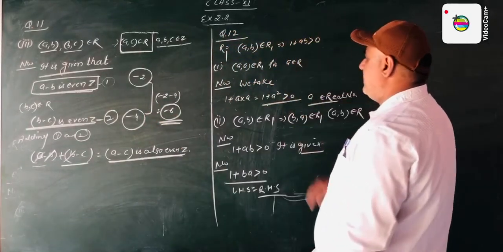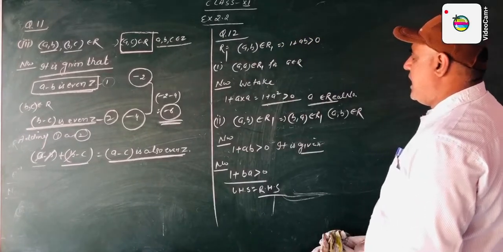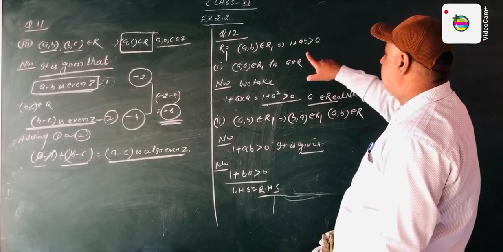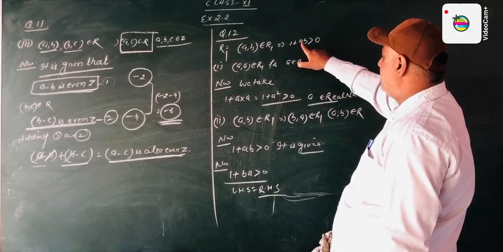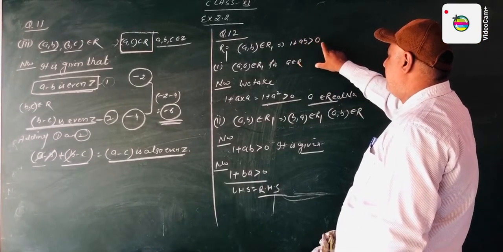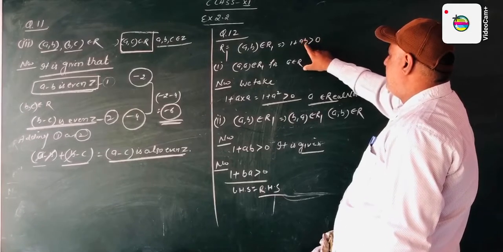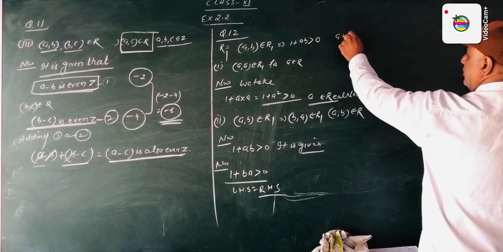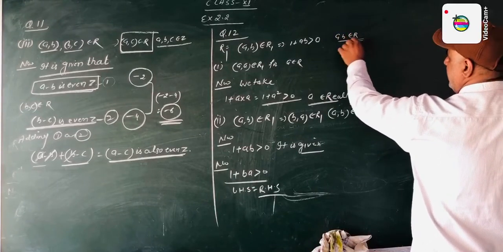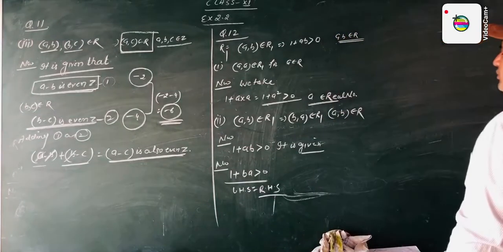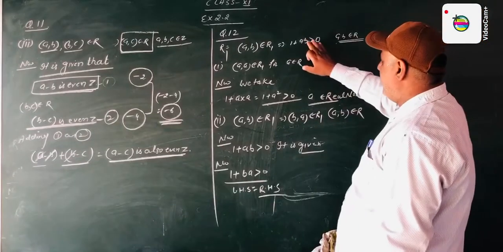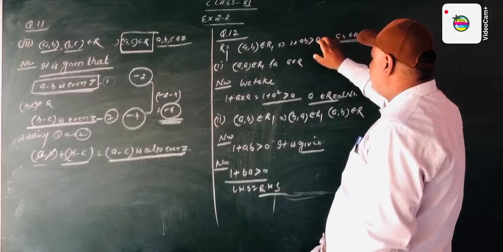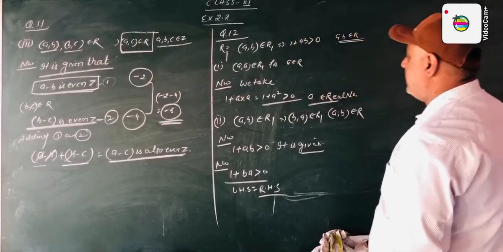Now question number 12 says that R1 is the relation, A, B belong to R1, and it is given the condition 1 plus AB is greater than 0. It means these are two numbers. A, B is a real number. A, B belong to R. R stands for real numbers. If we take two values of A, B and multiply them and add 1, then this result gives a number greater than 0. It is the relation, it is given in the relations.